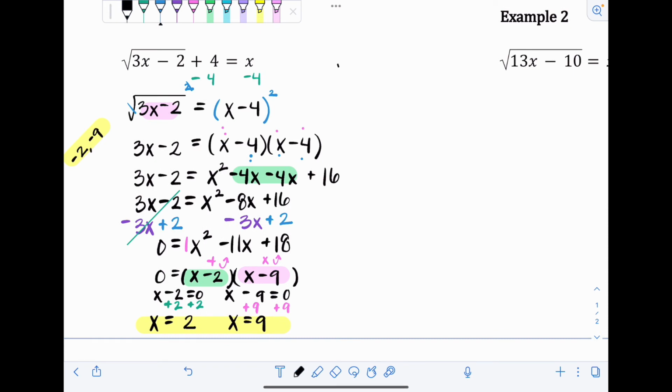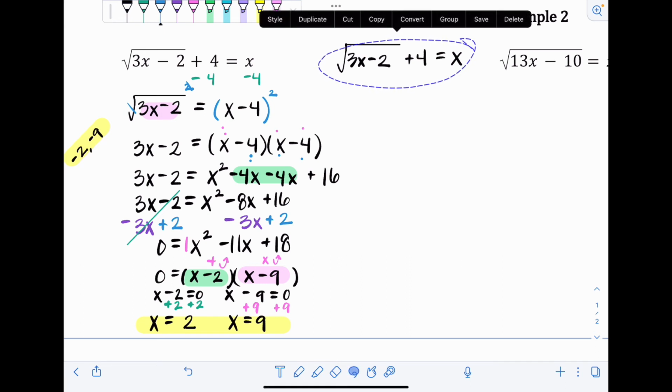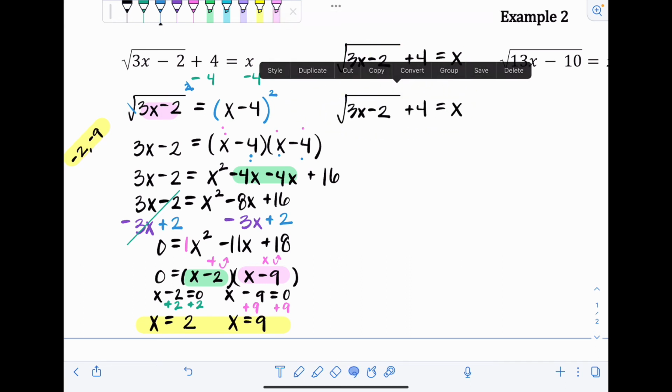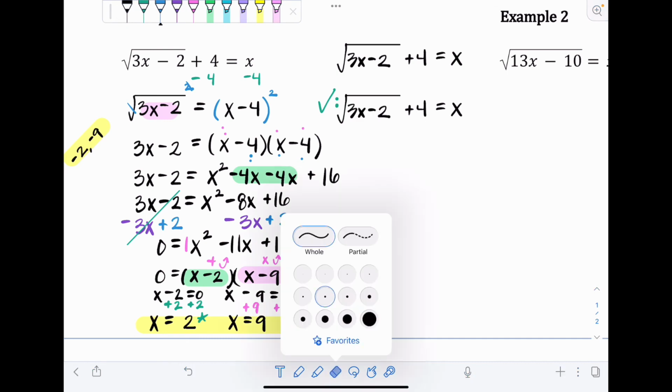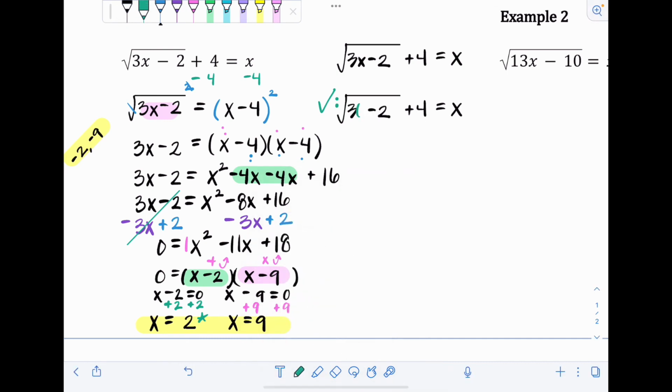So I'm just going to rewrite it up here and then I'll swap out my x's for our actual solutions. So the square root of 3x minus 2, plus 4, is equal to x. That's my original. Just going to copy it really quick. And then for our check, it doesn't matter which one you check first. I will check the 2 first. I'm going to take out the x's, replace those with 2's, and then can't forget the one on the other side as well. And then now just simplify.